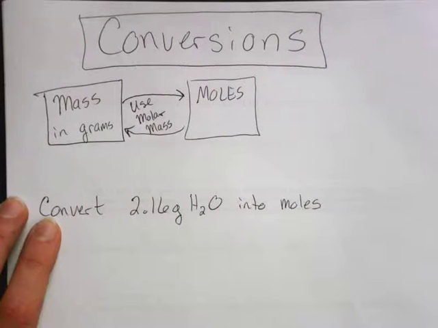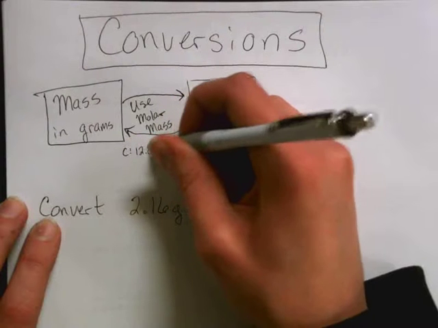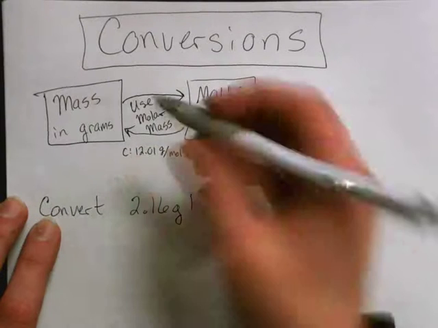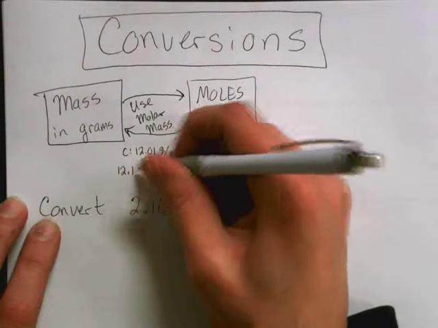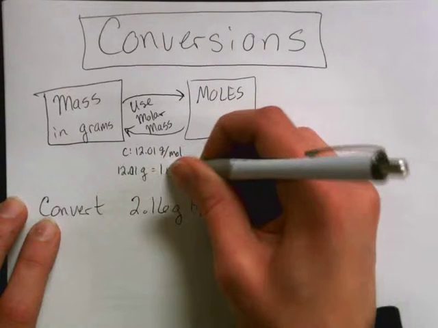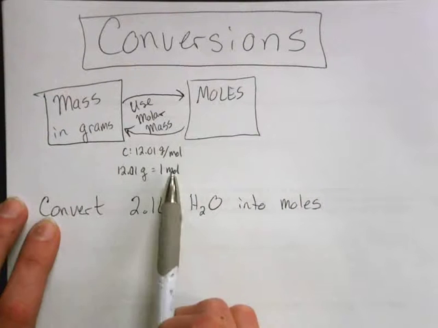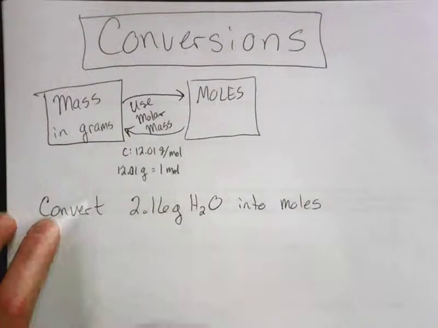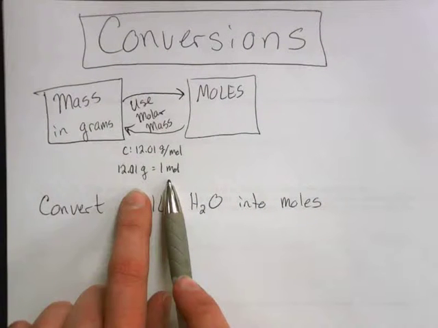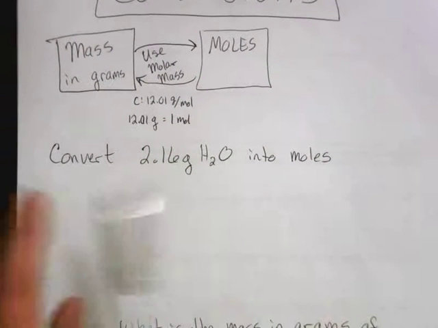That is because my molar mass, for example, if I look at carbon, it's 12.01 grams per mole. That means that I have 12.01 grams in 1 mole of my substance. So I can use my molar mass as my conversion factor to go back and forth between grams and moles. So let's see a couple examples of that.